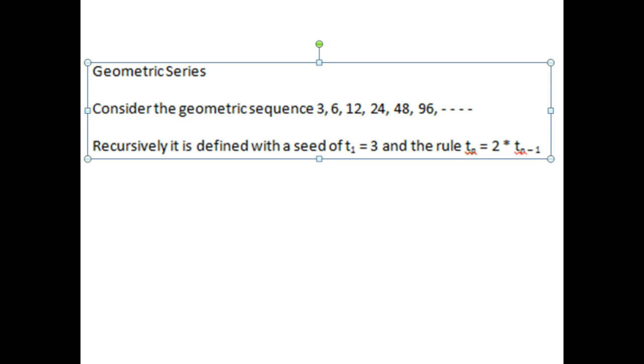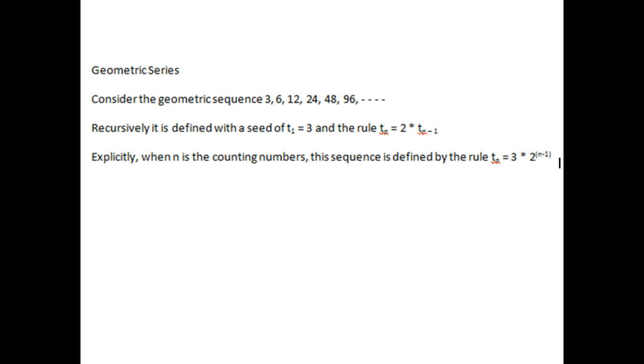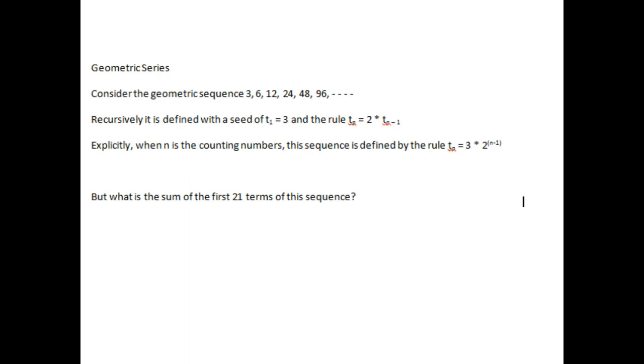Recursively, it is defined with a seed of t equals 3, and then the rule: the next term is 2 times the previous term. Explicitly, when n is the counting numbers, this sequence is defined by the rule t sub n is 3 times 2 raised to the n minus 1 power. But what is the sum of the first 21 terms of this sequence?